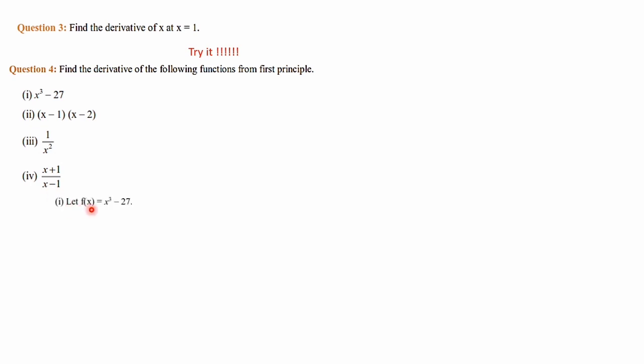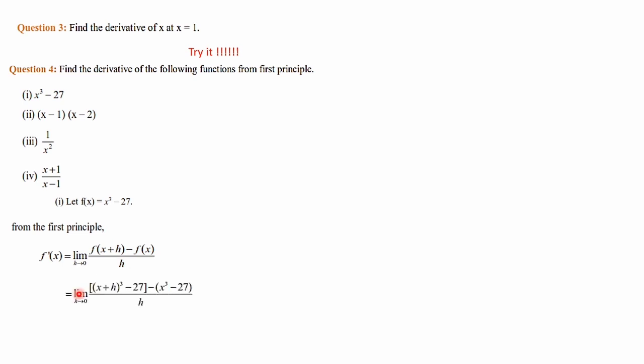Let f of x is equal to x cube minus 27. The given function we are taking as f of x. By using the first principle, we have already discussed the first principle, that is f dash x is equal to limit h tends to 0, f of x plus h minus f of x by h. In the previous question we have discussed as f of a plus h, but here it is limit h tends to 0, f of x plus h minus f of x by h.